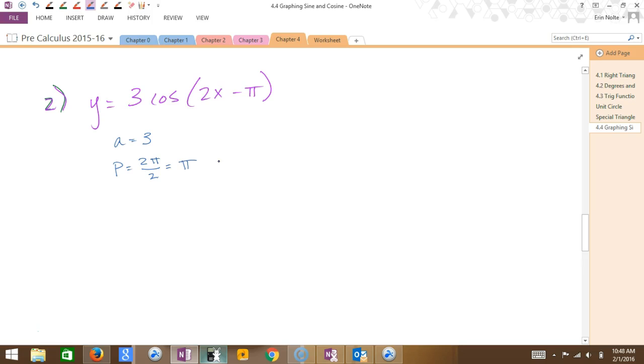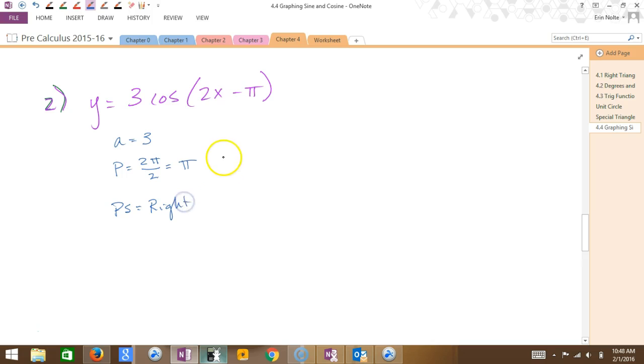Okay, do I have a phase shift? Is there adding or subtracting inside the parentheses? Yes, so I have a phase shift. I'm going to say PS for phase shift. First of all, what direction is my phase shift in? Which one? I heard both answers. To the right. Right.